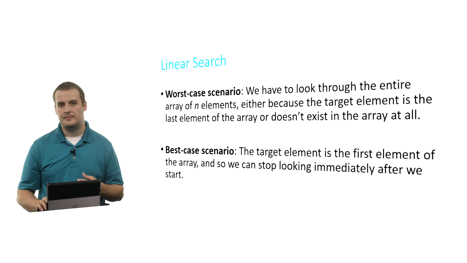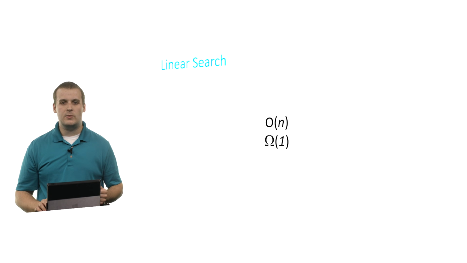We can stop immediately. What does this say about the complexity of linear search? Well, in the worst case, we have to look at every single element. And so it runs in O of n in the worst case. In the best case, we're going to find the element immediately. And so it runs in omega of 1.